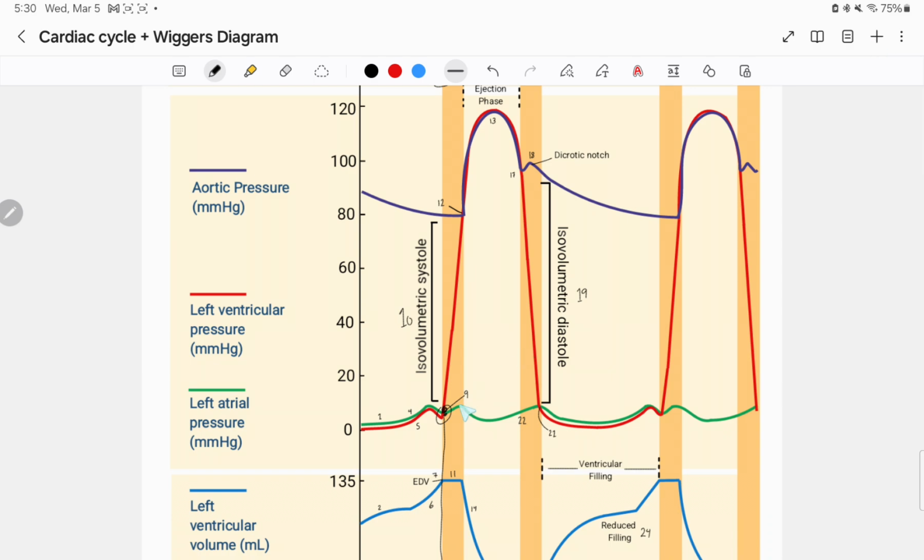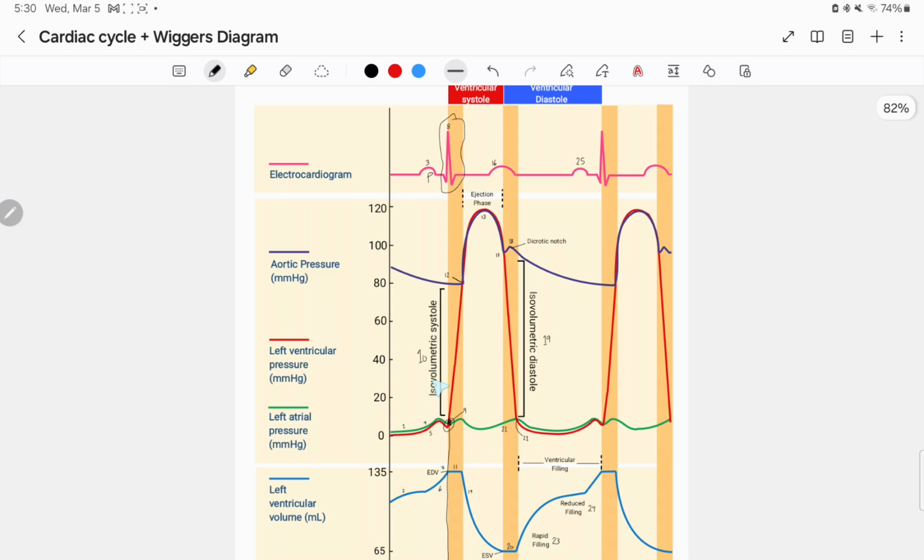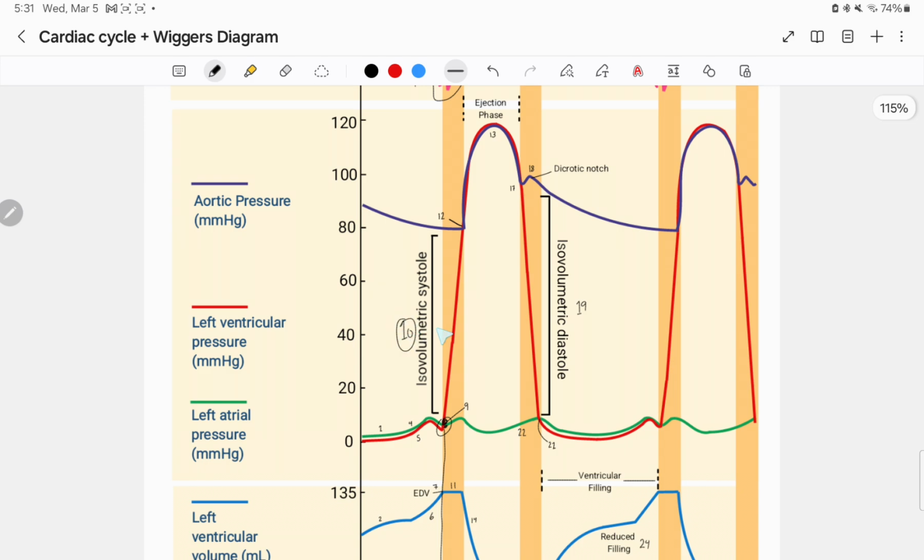Okay, now let's move on to number 10. Again, remember, number 10 is coming straight after what? Straight after that QRS, okay? So when the QRS is happening, that means the ventricles are depolarizing, they're contracting, they're generating pressure. And here's what you're seeing in number 10, this giant increase in the left ventricular pressure. If any of you guys have watched my cardiac cycle video, you will know that I mentioned the entire point of the isovolumetric systole phase is to build up a pressure gradient. Okay, it's to build up a pressure.